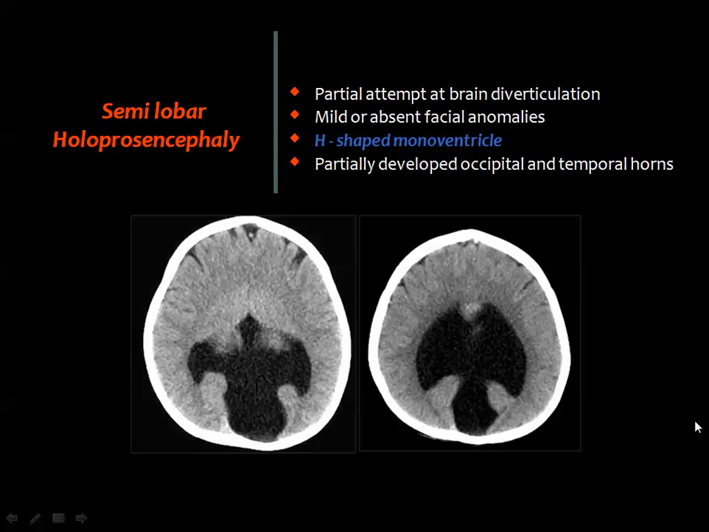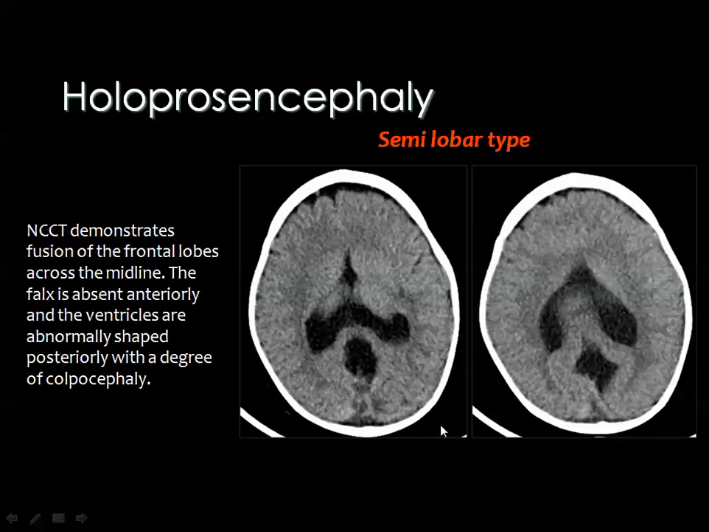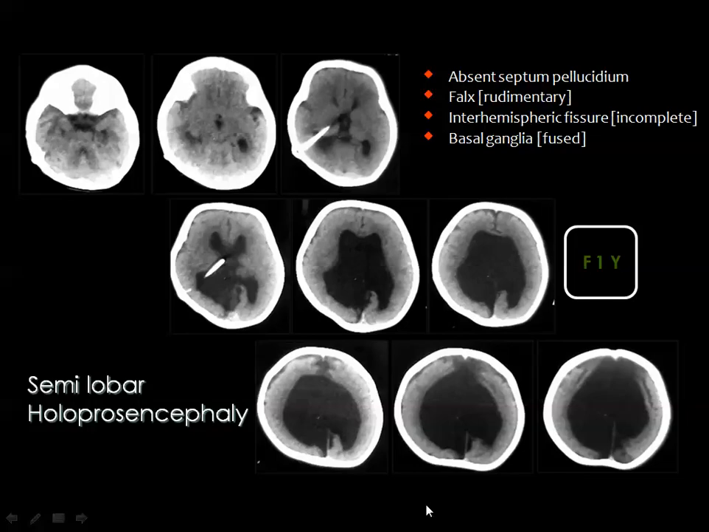And this is an example of holoprosencephaly. The third ventricle looks to be present, but the lateral ventricles are fused across the midline with an attempt to form the occipital horns as well as part of the temporal horns. But the interhemispheric fissure is absent, and the falx cerebri is also absent.